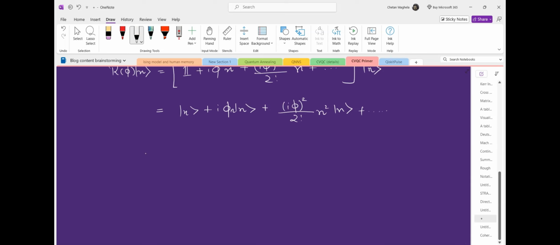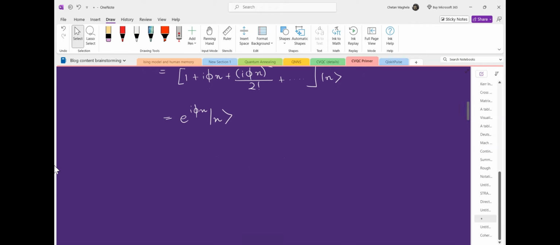Okay, so now this gives us equal to 1 plus i phi n plus i phi n whole square by 2 factorial plus so on acting on n, and this gives us equal to e raised to i phi n into n. So this is what the rotation operator gives when it acts on n. We get this extra phase factor and nothing else when it acts on the Fock state.